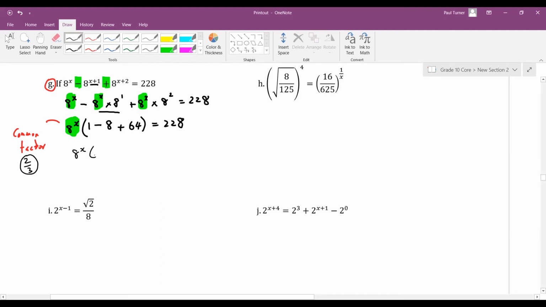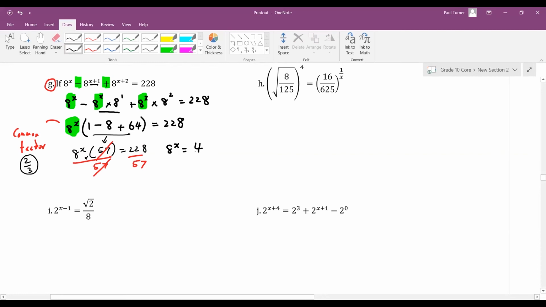So 8x. Now 1 minus 8 plus 64, that's 57, equals 228. Okay, so this will add up to 57. But now this is a multiplication. So to get rid of your 57, we would divide both sides by 57, wouldn't we? Like that, to cancel that one. It's not plus. If it's plus, you would just move it and change the sign. So 8x is 228 on 57, which is 4. So now you've got 8x equals 4.